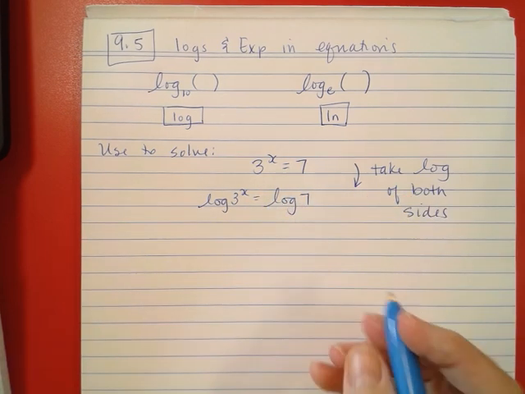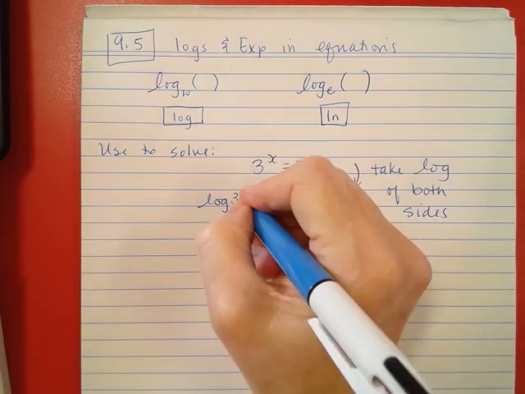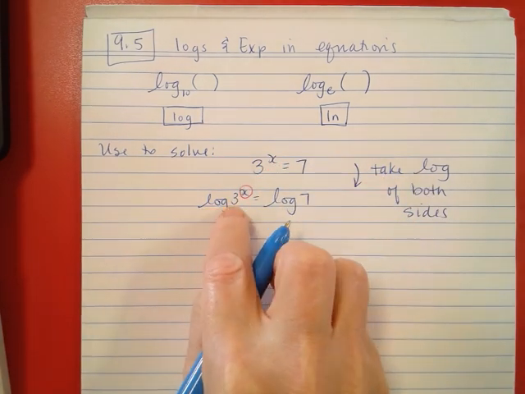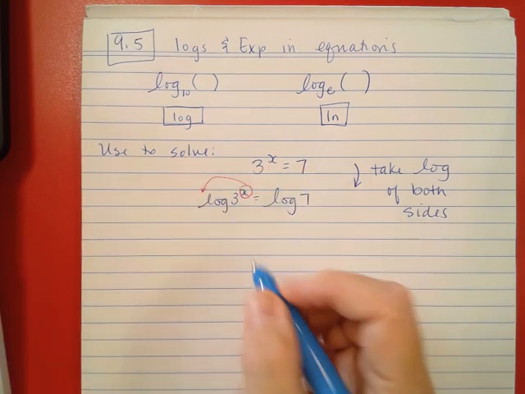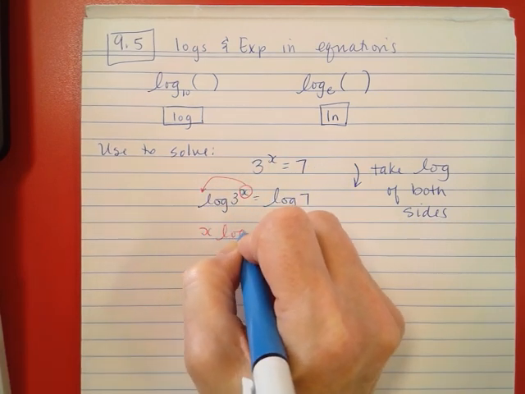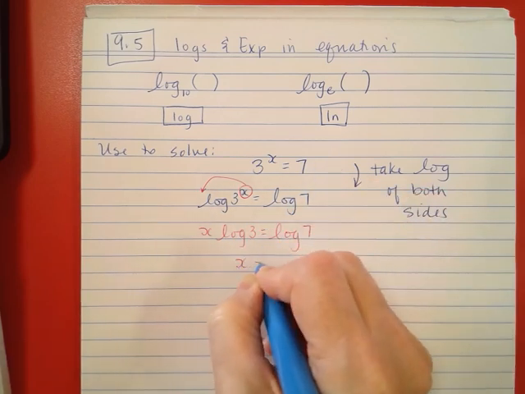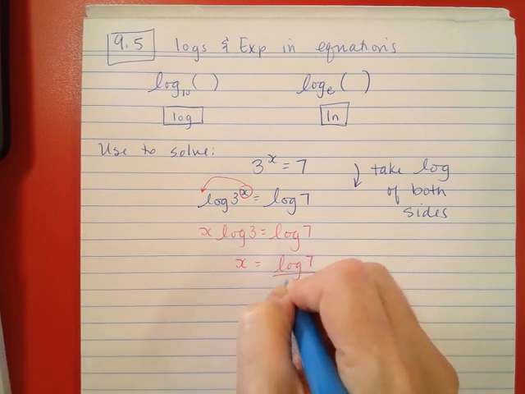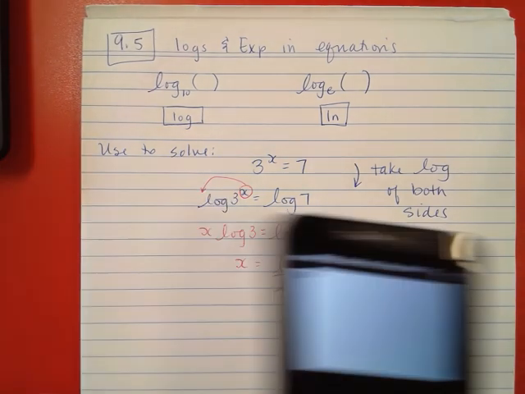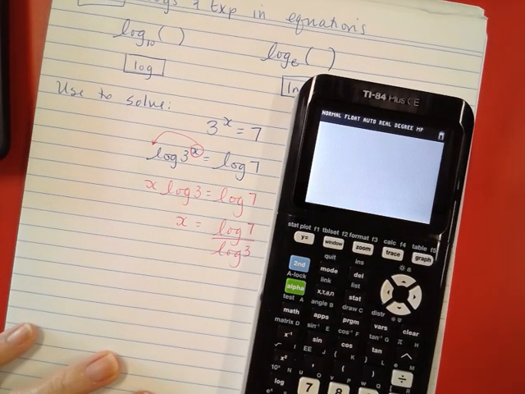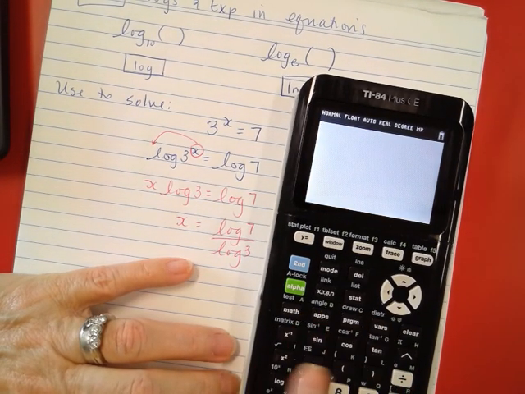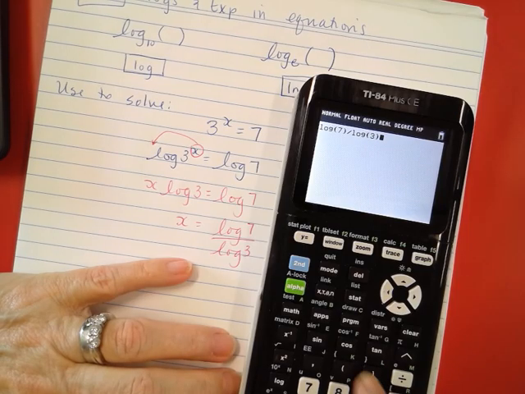And there's this rule that says if you have a power up here, and you have a log, so log 3 to the x, I can bring that x down here. So that can be written as x times log 3 equals log 7. And so x equals log 7 over log 3. And then I grab my calculator and I type in log 7 in the brackets divided by log 3 in the brackets. And that gives me 1.77 about.